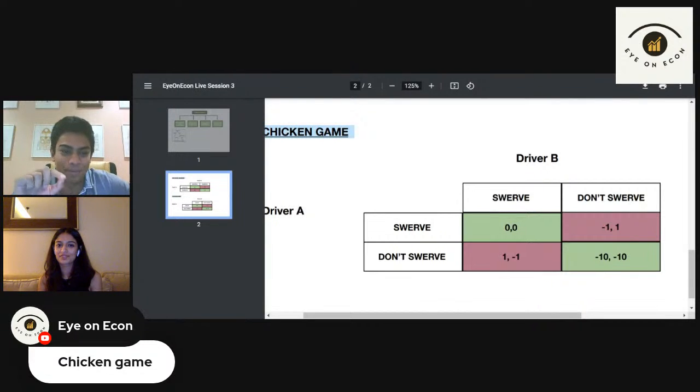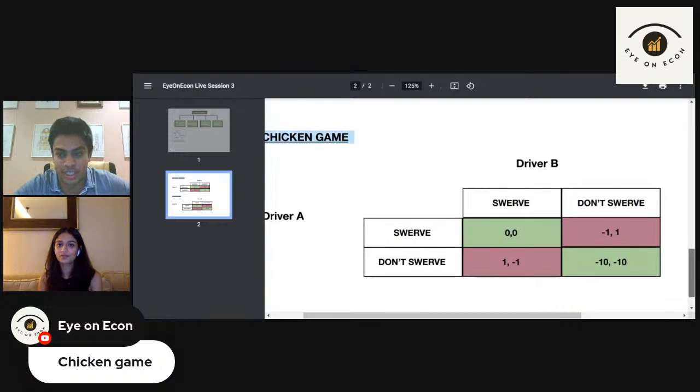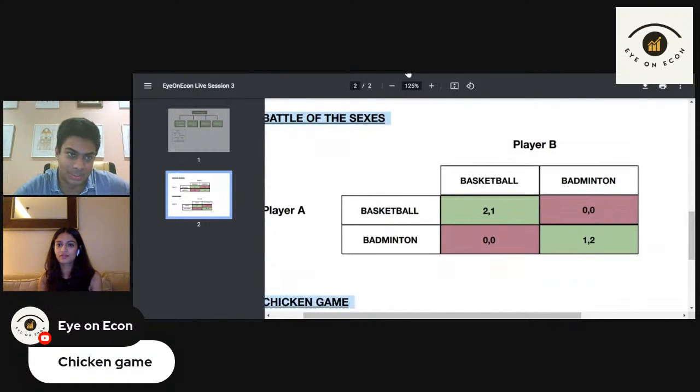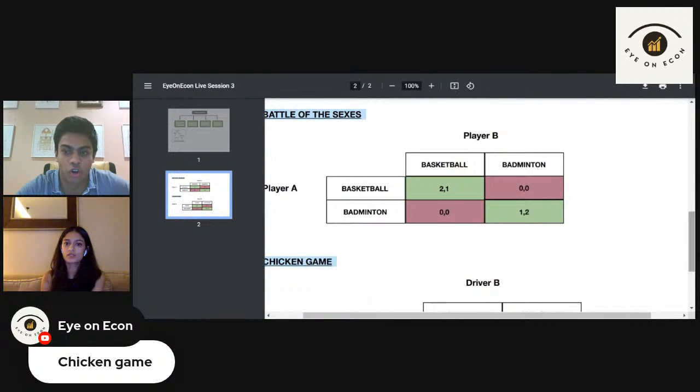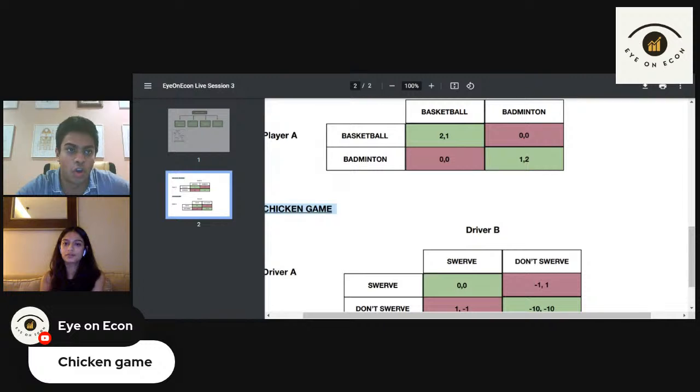And what is important, and I want to draw a comparison between the chicken game and the Battle of the Sexes, what's important to note before we wrap up is both these games are simultaneous games. So you don't know what the other player's strategy is going to be. So you're kind of weighing your options up whilst you go about making your decision.